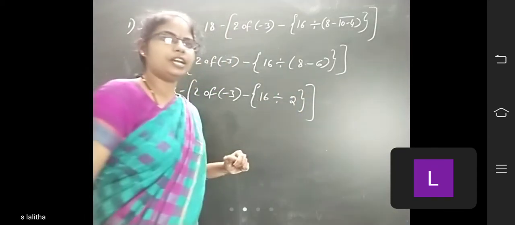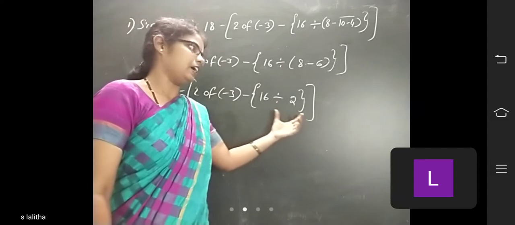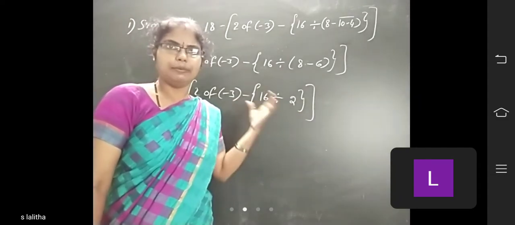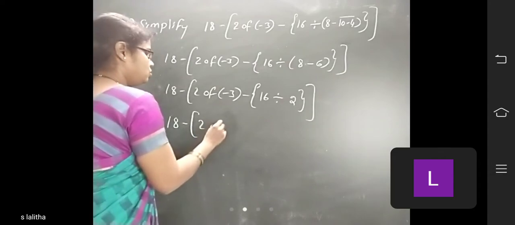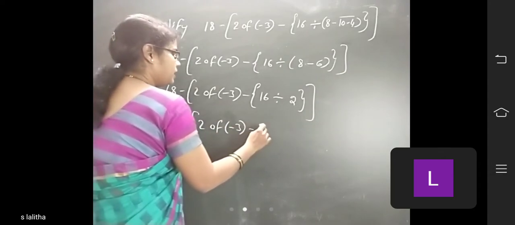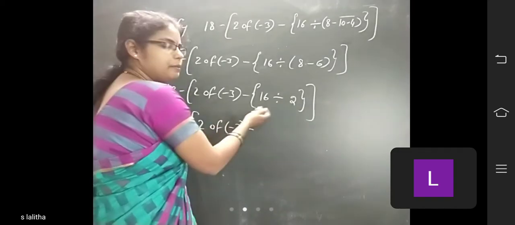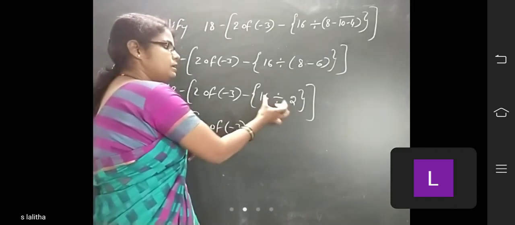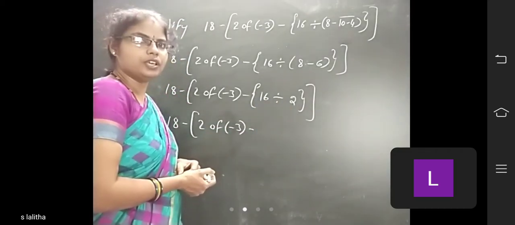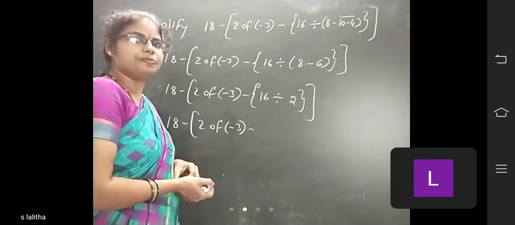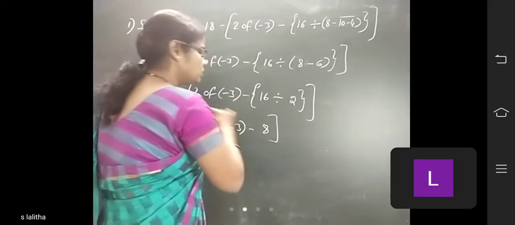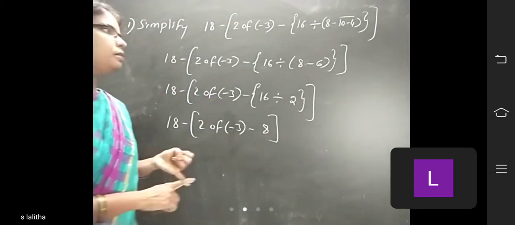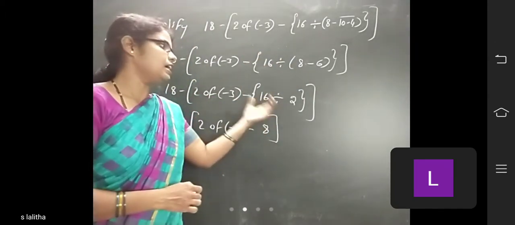Next, which bracket should you remove? The curly bracket, the flower bracket. So 18 minus 2 of minus 3 minus {16 divided by 2}. How much is 16 divided by 2? 8. Now close the square bracket. So the vinculum is removed, small brackets removed, curly brackets removed.